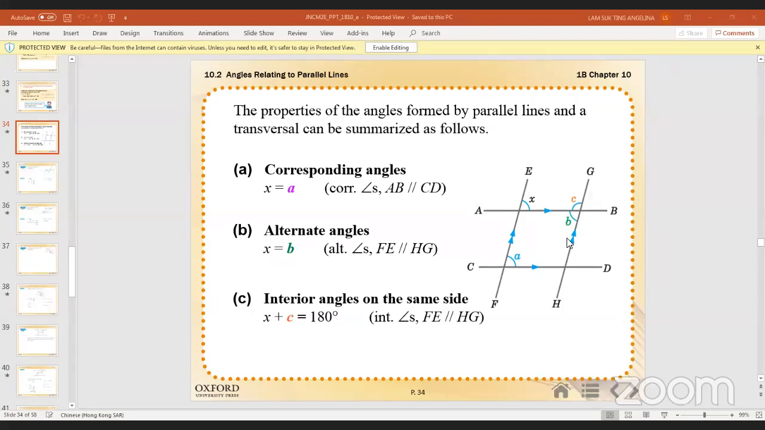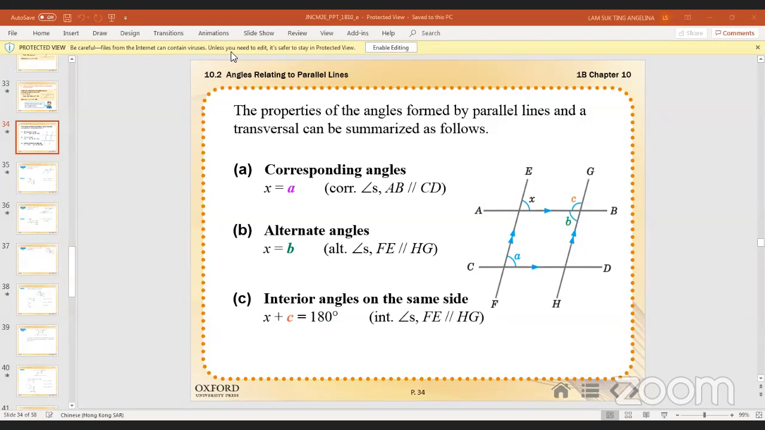I think all of you can see the PowerPoint, right? Now, just to remind you, let's have a revision on what we had last time. We were talking about some angles in parallel lines, right?